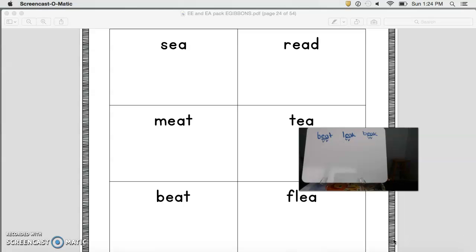So now what I want you to do is copy the words you see on the screen, code them, tap them, read them, and then upload them onto Class Dojo so we can check it.